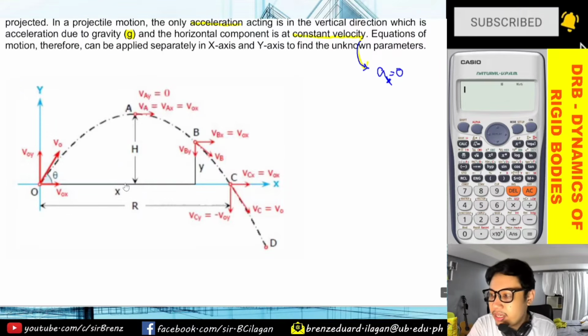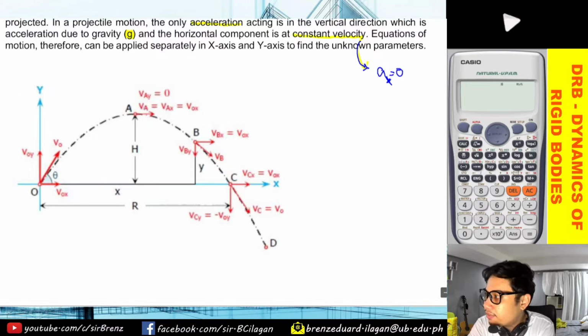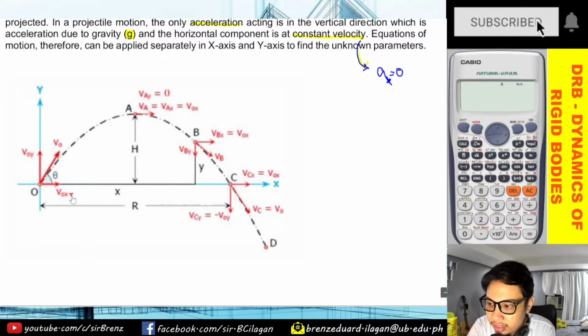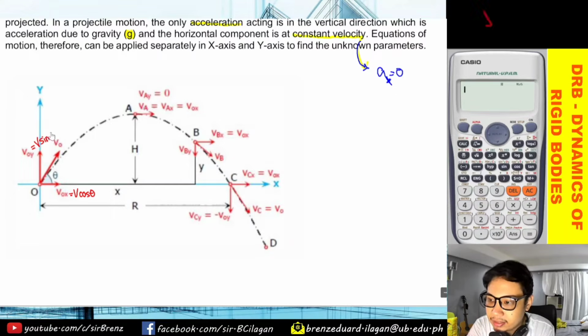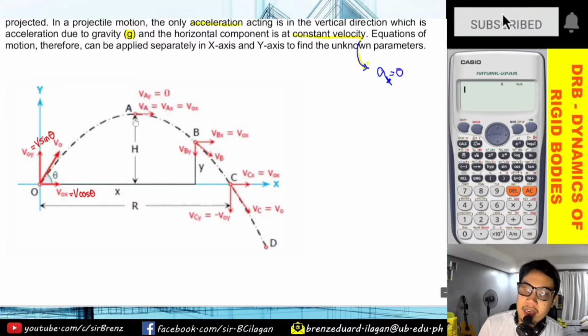So, para makuha yung v sub o x, okay? Gagamitan mo siya ng trigonometric function. So, paano nga makukuha yung x component ng isang velocity? So, yan ay equals lang sa v multiplied by cosine theta. And for the y component, that is simply equals lang sa v multiplied by sine theta.